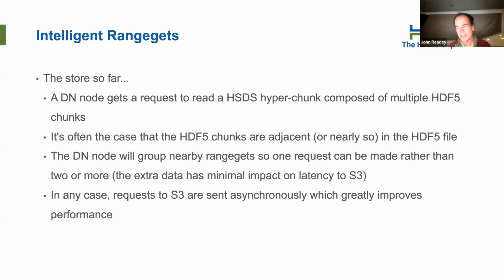If we can't do that, HSDS will read the chunks asynchronously. So in practice, what happens is that a request that would need, say, 200 chunks would only need 2 or 3 S3 requests, and those could be done in parallel.